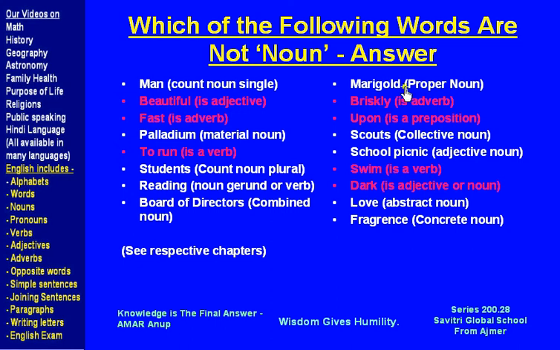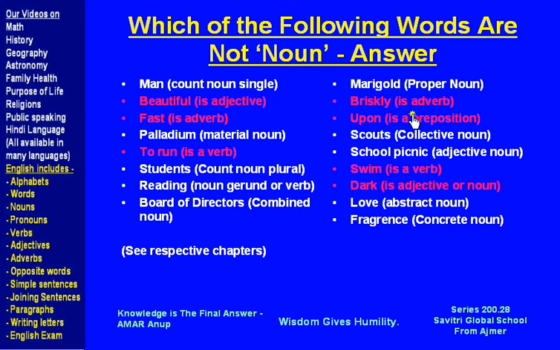Now next word is marigold. Marigold is a name of a flower. It's yellow golden color, and because it is a name of a flower, it is a proper noun. The word flower is a common noun, but if you talk of the name of a particular flower, then it is a proper noun. So marigold is a proper noun.